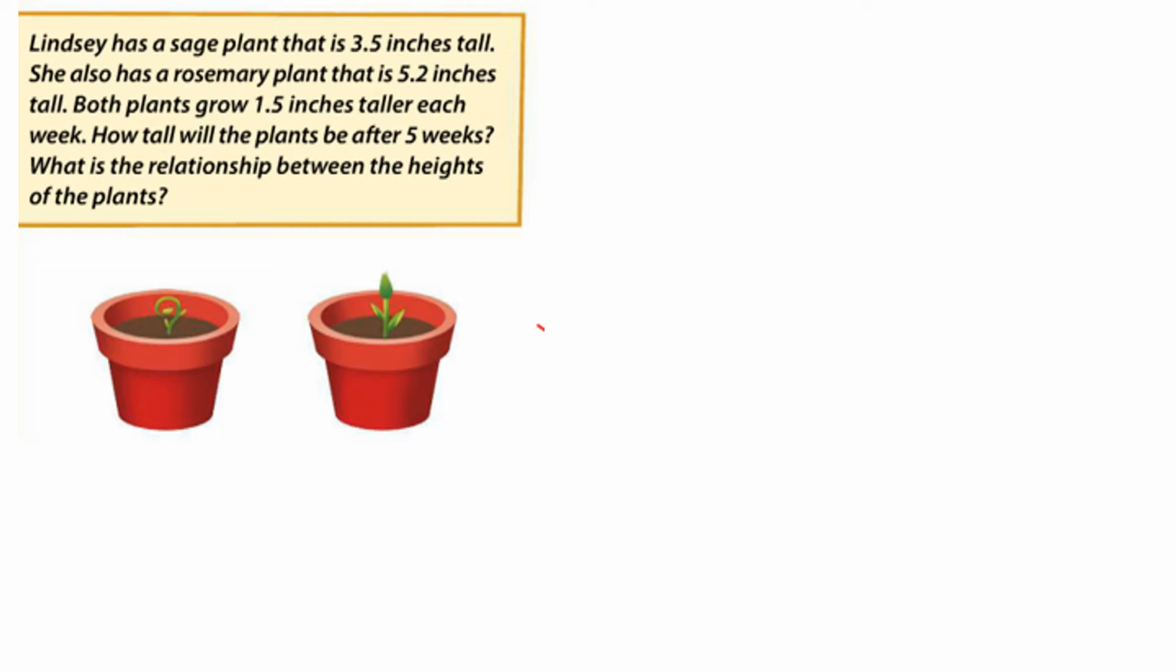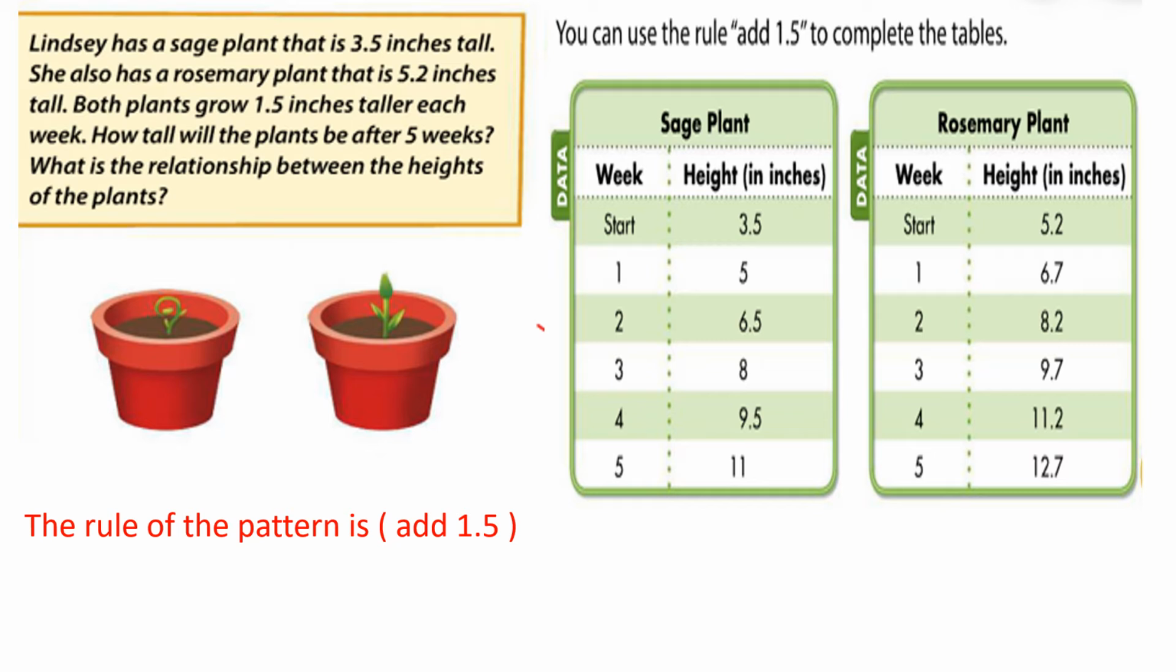And after that, what is the relationship between the heights of the plants? Firstly, let's make tables, or let's get the rule of that question. He said both plants grow 1.5 inches taller each week. So the rule here, of course, will be add 1.5. Okay, now let's make a table for both plants. The first plant, which is the sage plant, he said was 3.5 inches tall, and at the end of each week it will be growing 1.5 inches taller.